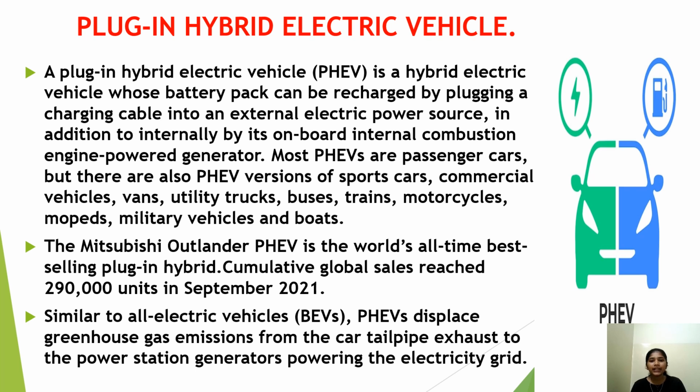Most plug-in hybrid electric vehicles are passenger cars, but there are also PHEV versions of sports cars, commercial vehicles, vans, utility trucks, buses, trains, motorcycles, military vehicles, and boats. Cumulative global sales reached 290,000 units in September 2021. Similar to all electric vehicles, plug-in hybrid electric vehicles displace greenhouse gas emissions from the car tailpipe exhaust to the power station generators powering the electricity grid.